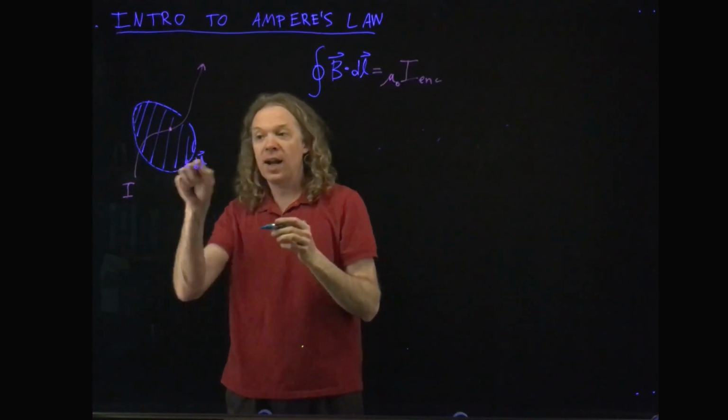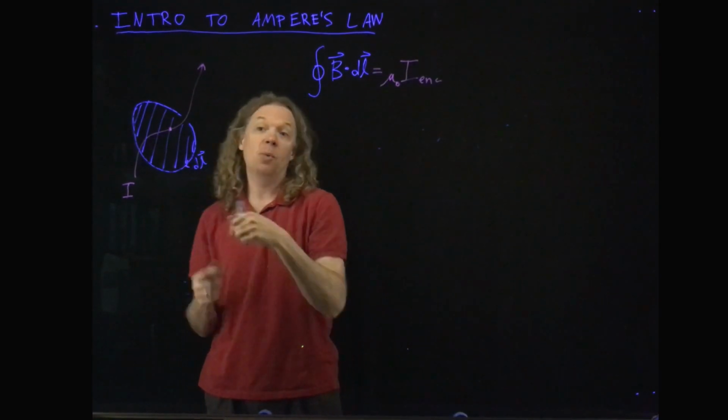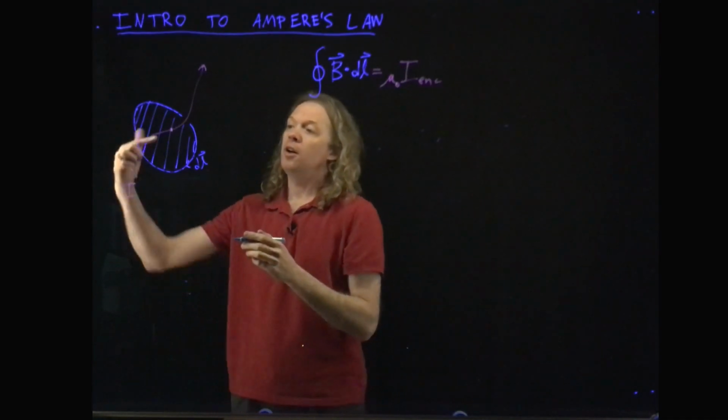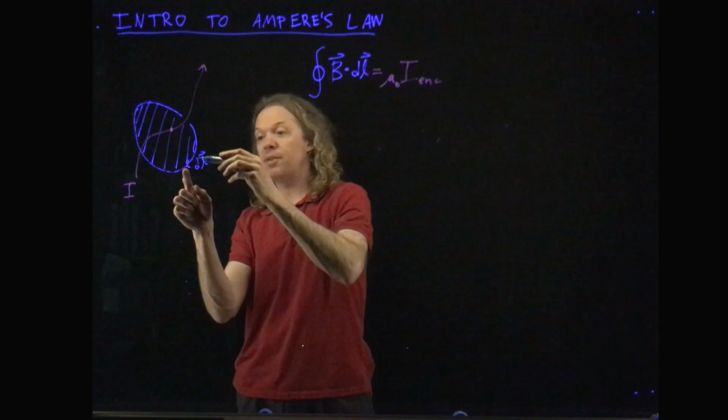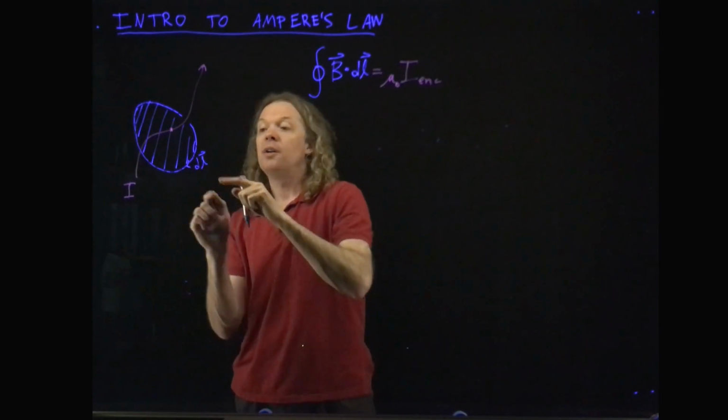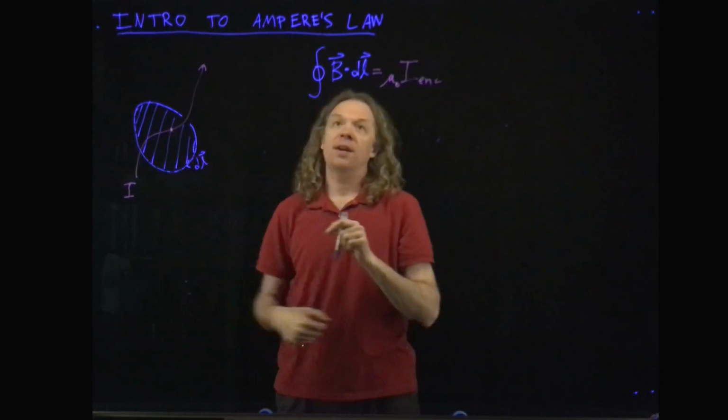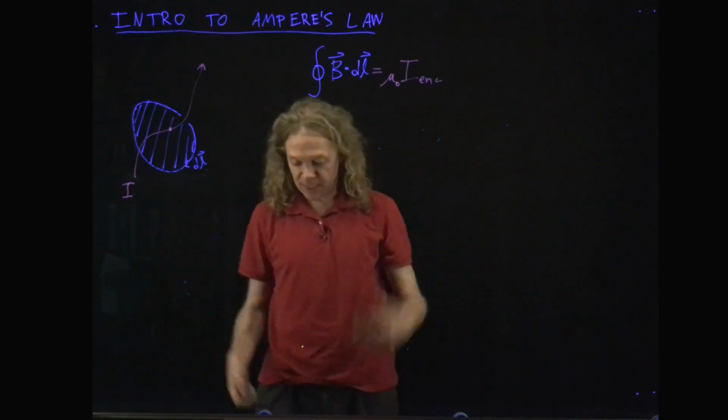So if it's coming directly into or out of the board, this dl will pick up nothing. But in this case, the current is doing this wavy thing, so it's going to pick up the magnetic field every time it's parallel to a part of the little path vector. So that's the basic setup for this problem.